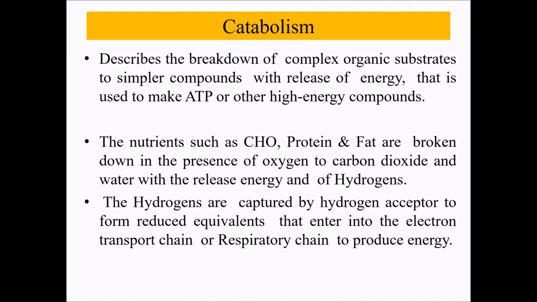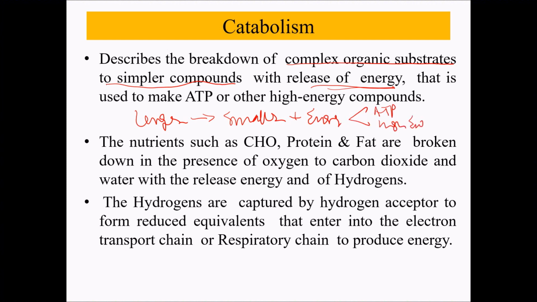On the other hand, catabolism is described as the breakdown of complex organic substances into simpler compounds, with the release of energy, and this energy is captured in the form of ATP, which is a high energy compound, or some other high energy compounds. So catabolism is larger molecules into smaller molecules plus energy, and this energy is captured in ATP or some other high energy compounds. For example, carbohydrate, protein and fat are broken down in the presence of oxygen to carbon dioxide, water molecules, and release energy and hydrogens.